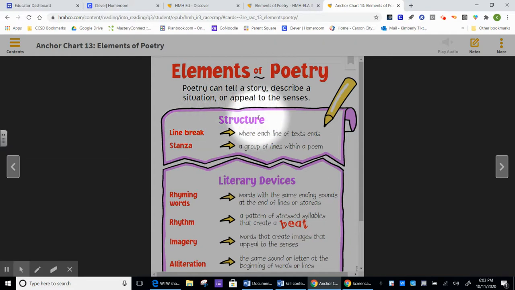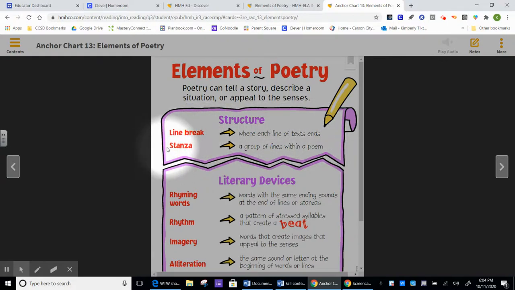So the structure of poems: we have lines or sentences that are written in lines, and lines of poetry can break in the middle of a sentence or at the end of a sentence. So it's kind of wherever each line of text ends.